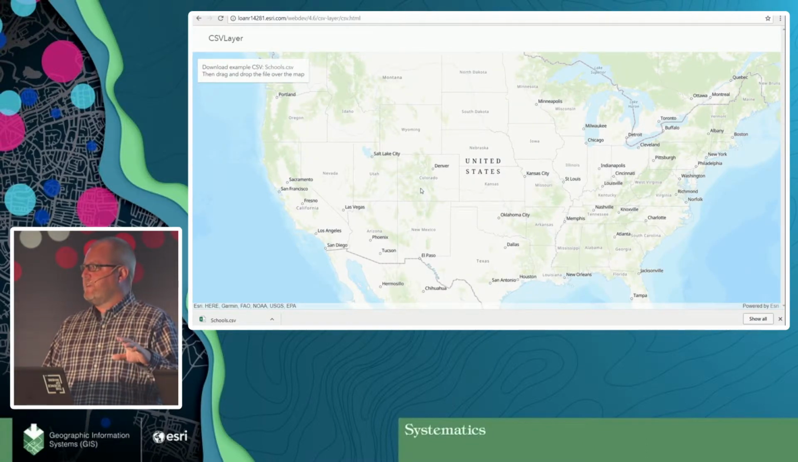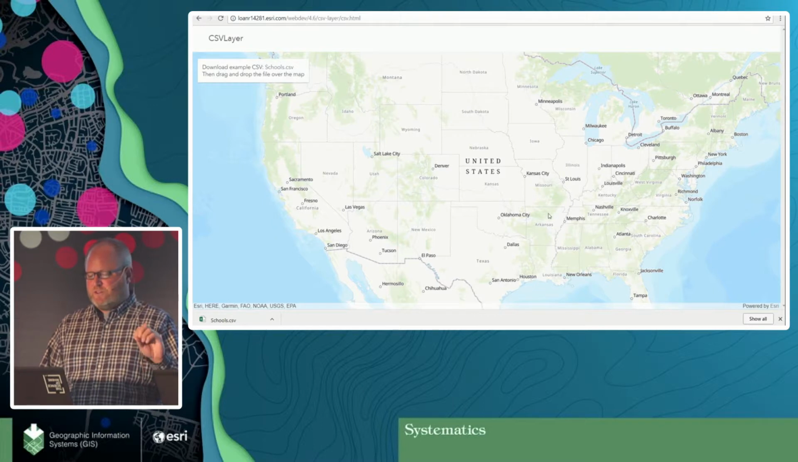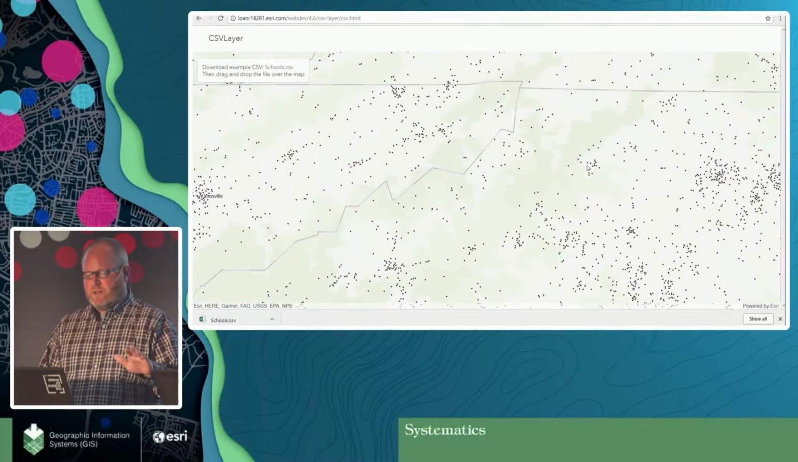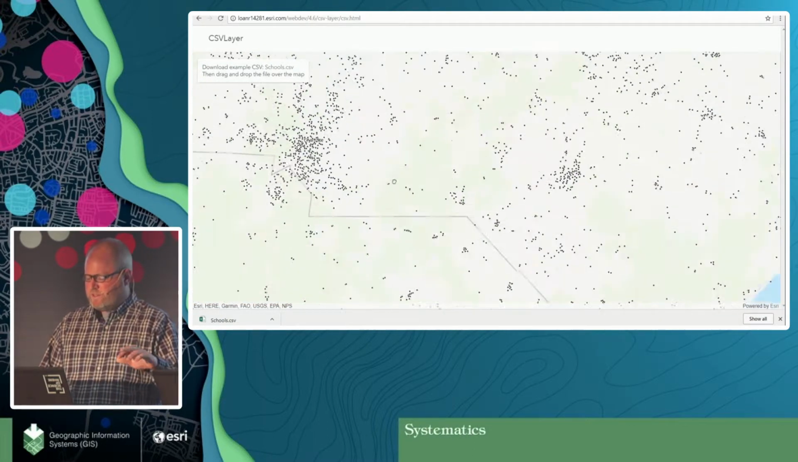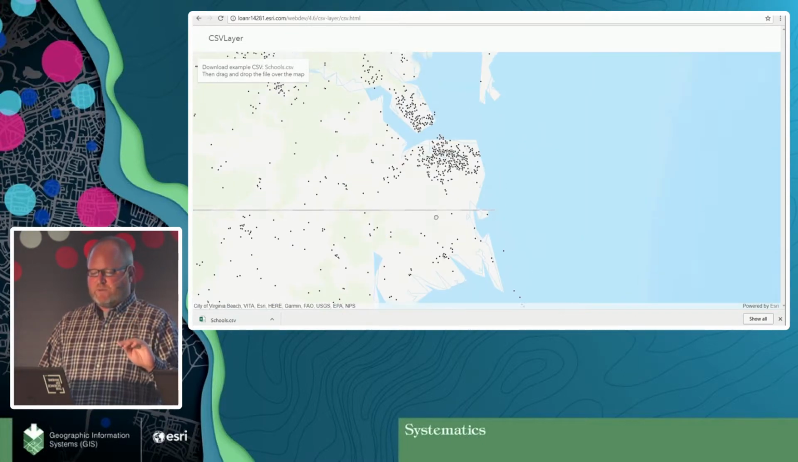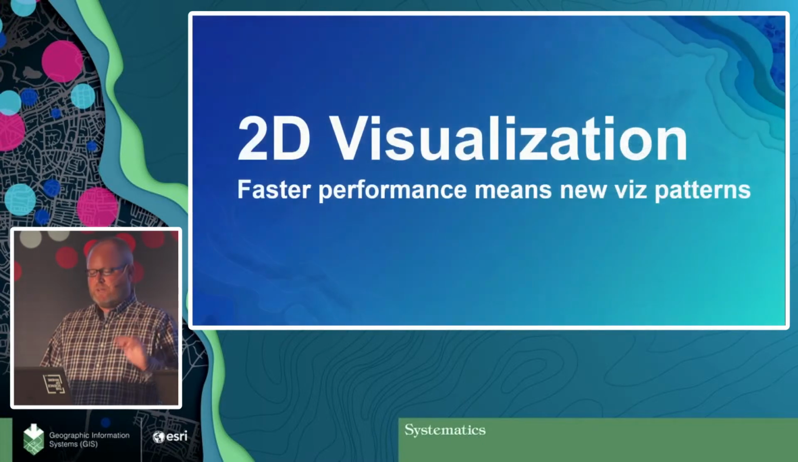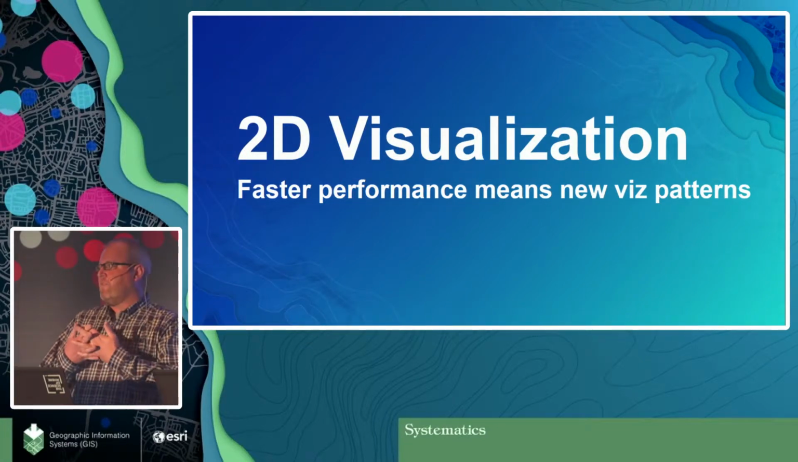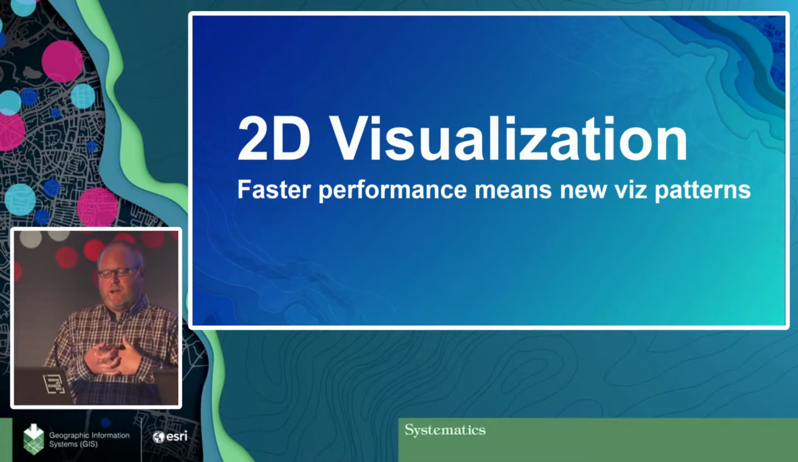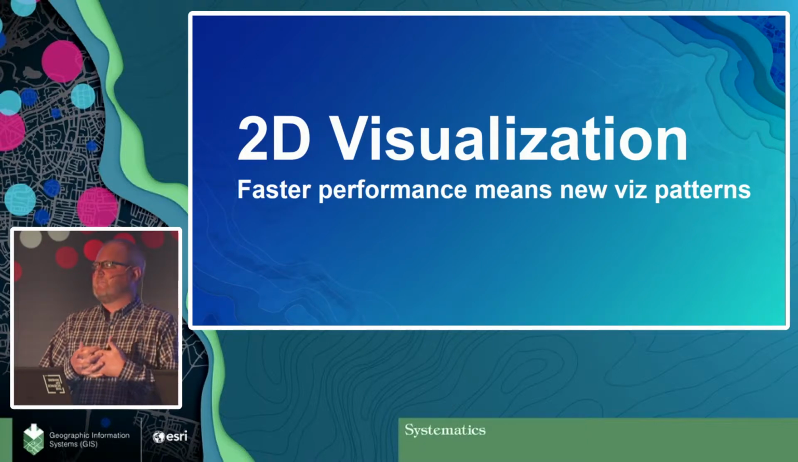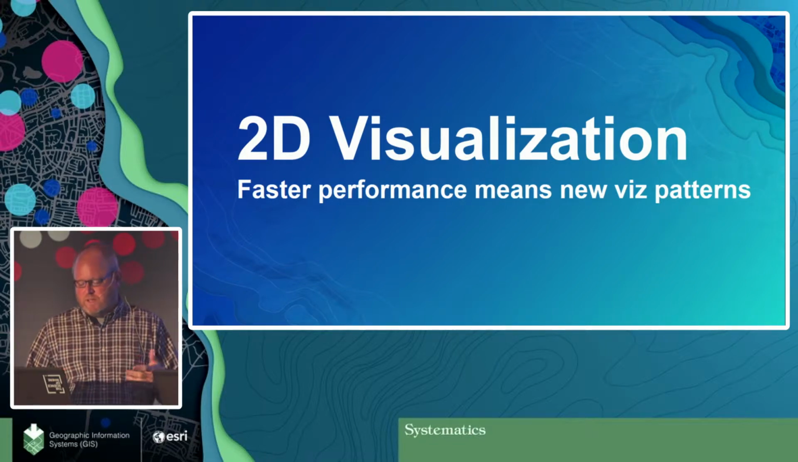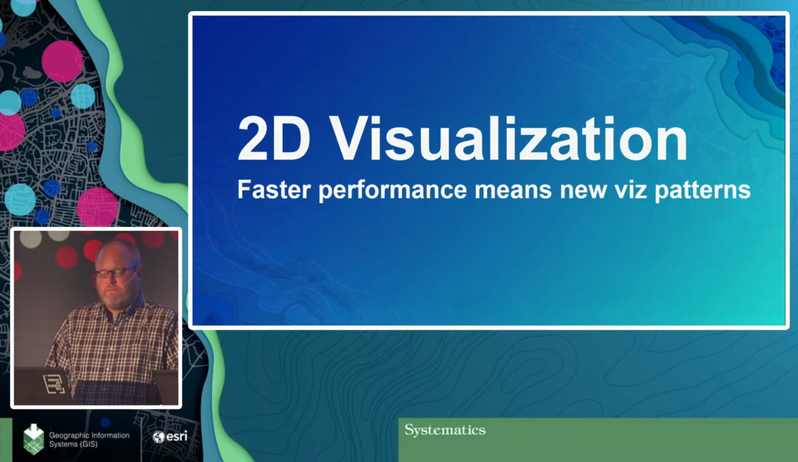We can open that CSV in the browser, scan its attribute information, pull out the lat longs, and then draw them directly onto the screen. All 165,000 points drawn directly in the browser. I can zoom in, get smooth responsiveness, maintain a nice graphics rate, and work with those records individually. So this means, with the advent of faster browser technology, we can do different types of visualizations working with much, much larger data. Faster performance means new visualization patterns.